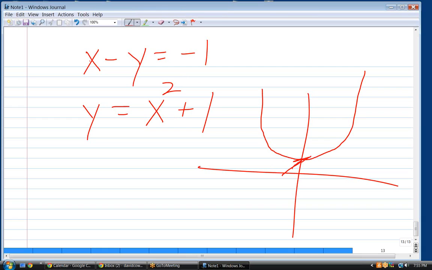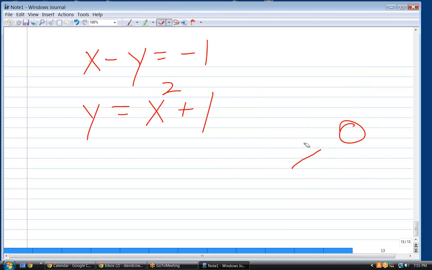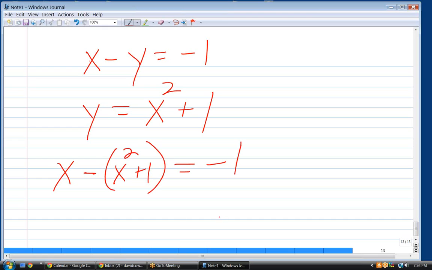So what we're looking at is something like that. So we would expect two solutions, both of them having an x and y value. So if we solve this, no, I guess we don't need to solve the first one. We can substitute immediately, can't we? So we got x minus the quantity x squared plus 1 equals minus 1.